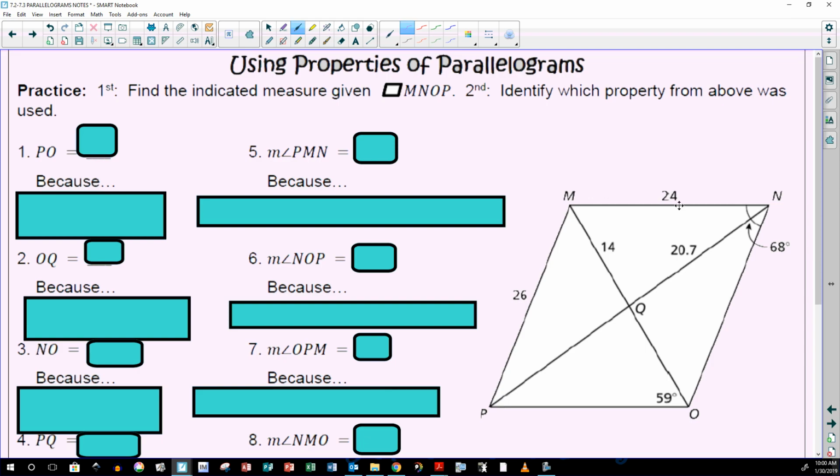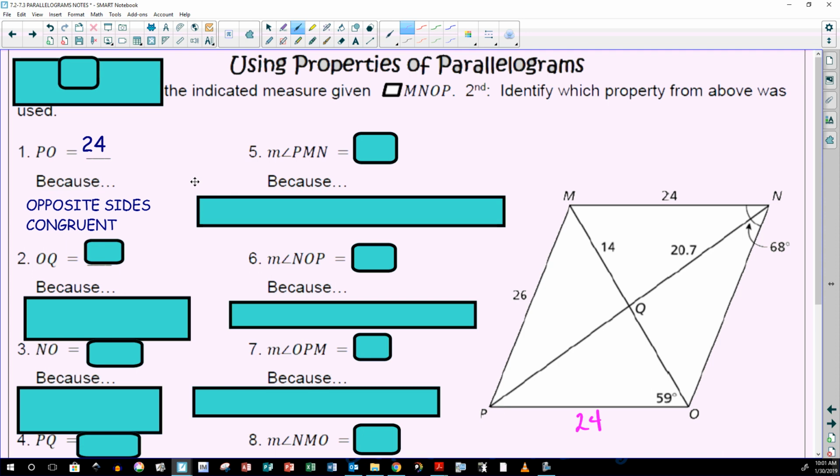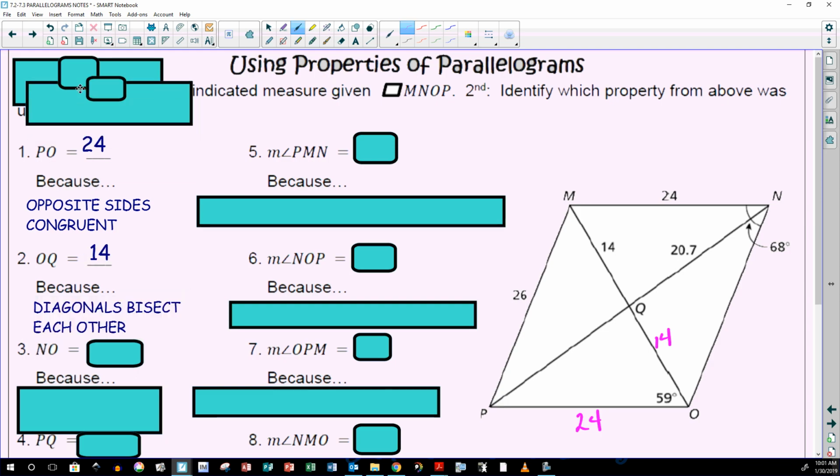So here we're going to go through and find what's missing. PO is down here, it's opposite MN, so it is 24. It is 24 because opposite sides are congruent. OQ is this piece right here of the diagonal, so it's going to be 14 because this piece is 14. So 14 because the diagonals bisect each other. NO is this side. It's going to be 26 because opposite sides are congruent.